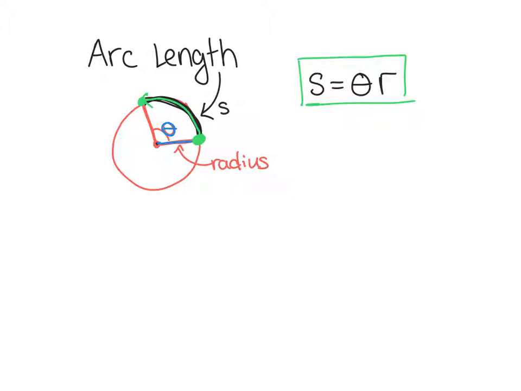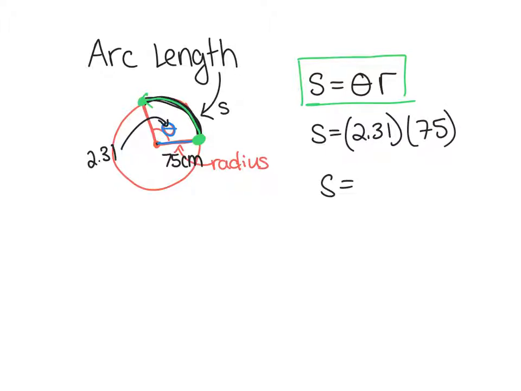So the question on the practice test gave you the radius of the circle. It said the radius was 75 centimeters and that the angle was 2.31 radians, and it wanted you to determine the arc length. So all you had to do was plug in the numbers, 2.31 times 75, and your arc length ended up being 173.25 centimeters, which is just how far you traveled around the outside of the circle.